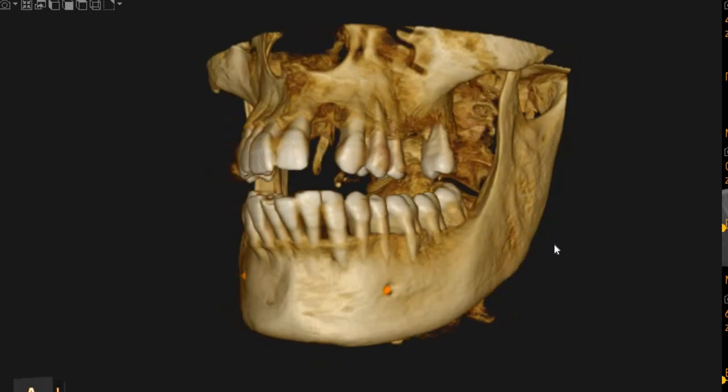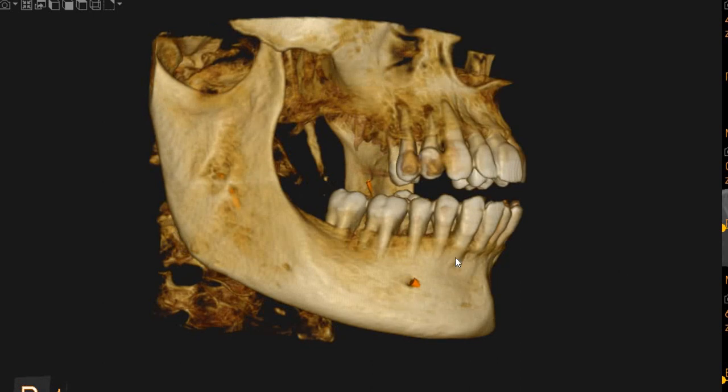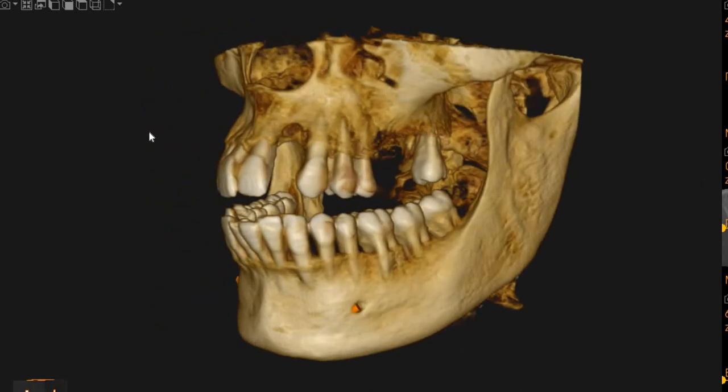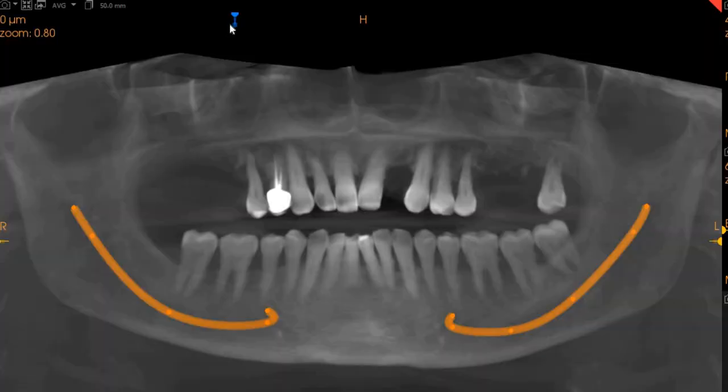This is the CBCT of the patient that you had requested. The area of interest is the upper arch, upper right, and upper left for implant placement. This is the panoramic view. Distal to the upper right 5, we can show you the bone situation.